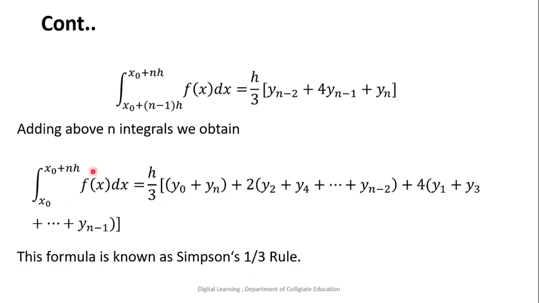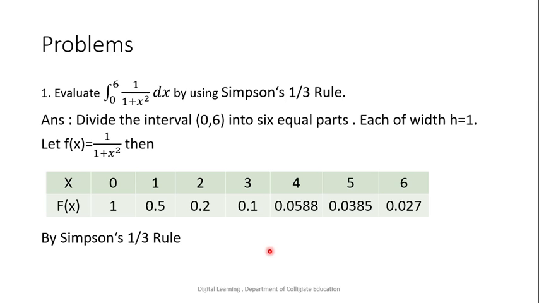This formula is nothing but h by 3 times, see, in the trapezoidal rule we write the same thing, that is, the sum of the extreme terms. Here also we are writing the same thing: y0 plus yn is nothing but the extreme ordinates, plus 2 times the even ordinates, y2, y4, y6 like that, plus 4 times the odd ordinates. This formula is known as Simpson 1/3 rule.